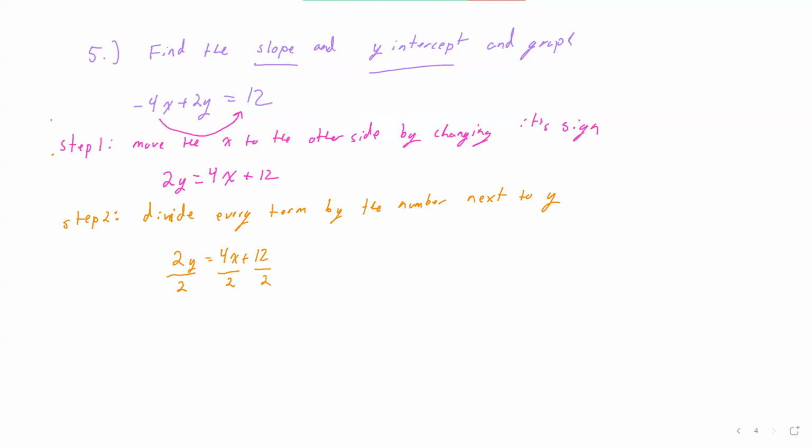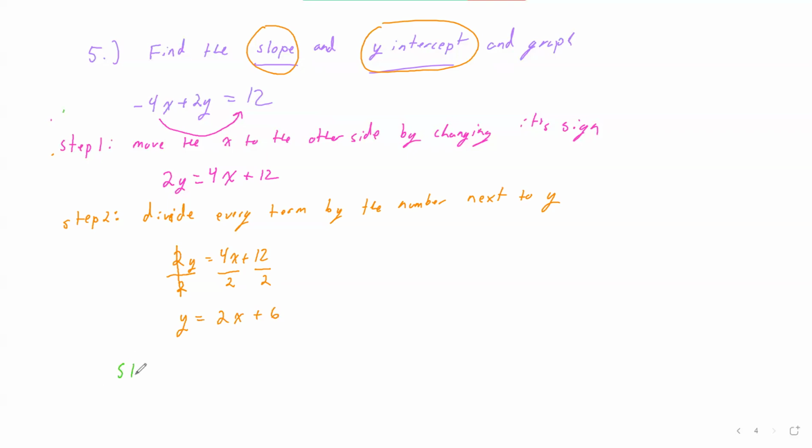Now, when we solve literal equations the first time, we just divided by 2 and called it a day. But I have to specifically do every term now so I can identify my slope and y-intercept. Okay. So these two will go away. I now have y equals, what's 4 divided by 2? And what's 12 divided by 2? All right, you have all the answers you need.